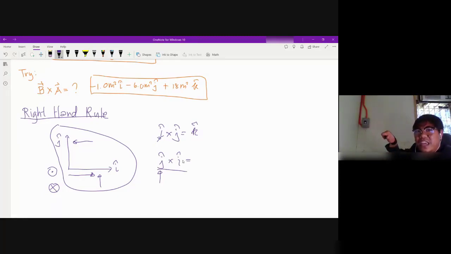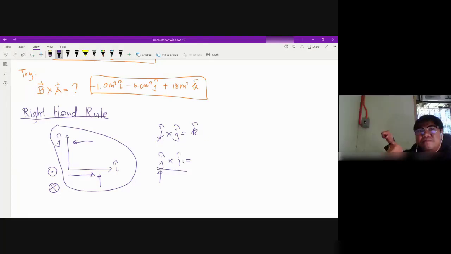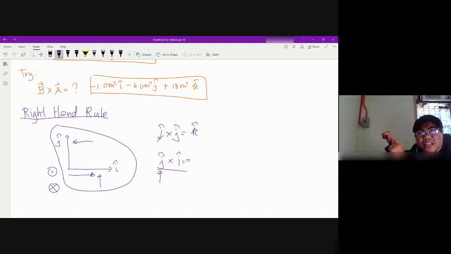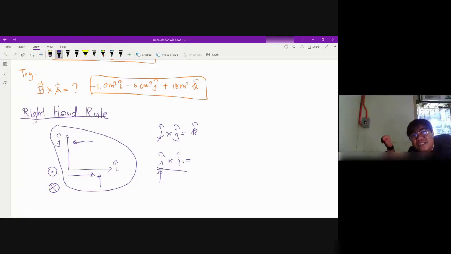I-curl. Okay, asa dapita ang direction sa imong thumb? Ang thumb. Pasulod sa screen. Yes, pasulod sa screen. So that's why ang direction niya is pasulod sa screen, which is actually negative. That corresponds to a negative K-hat.